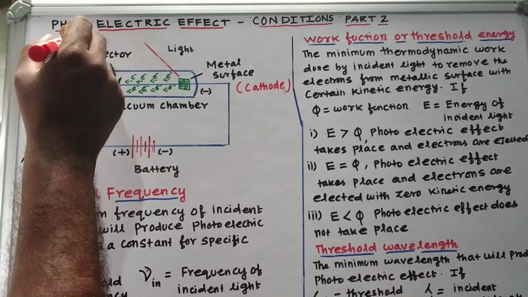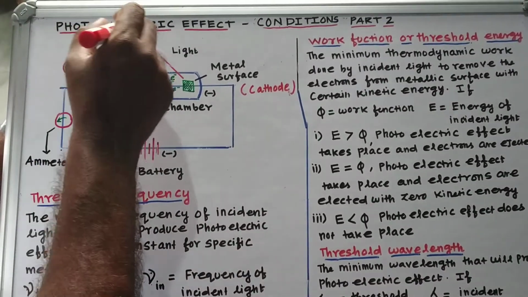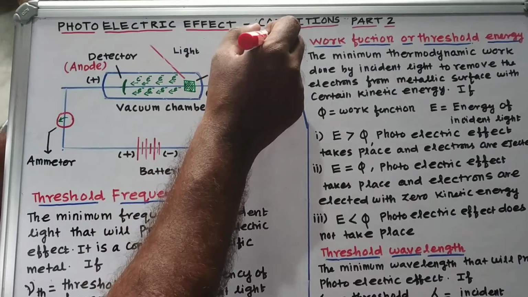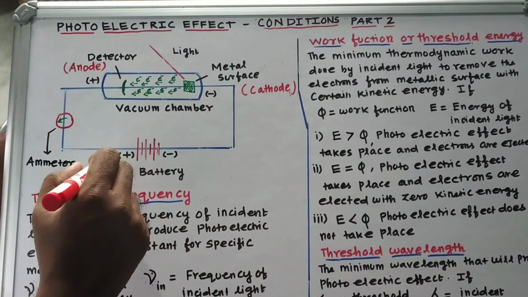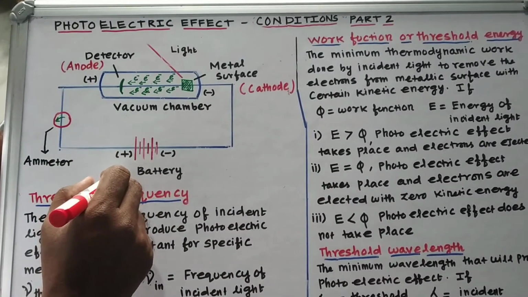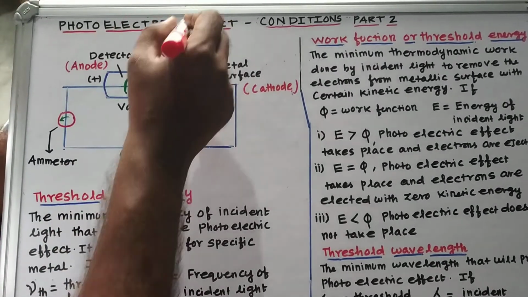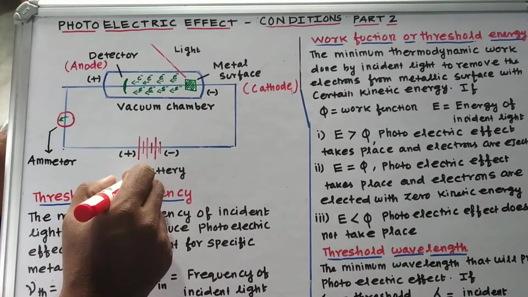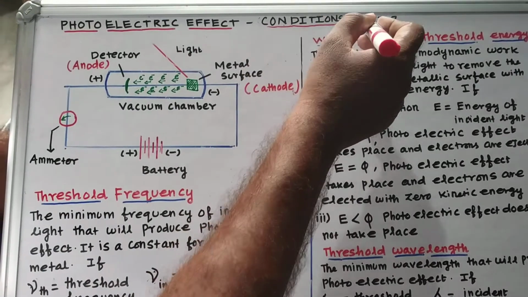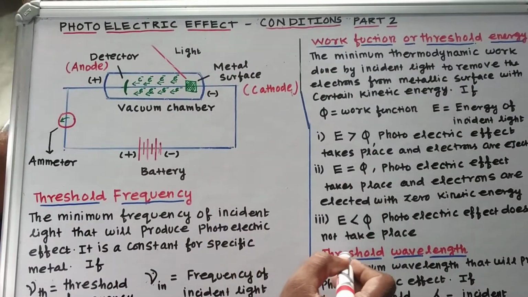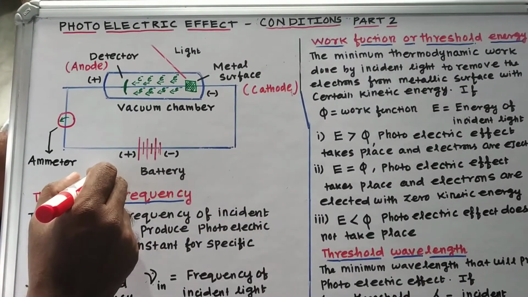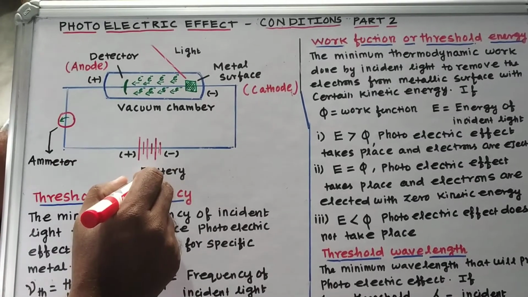Good morning, students. Today we are going to discuss photoelectric effect conditions, part 2. There are three factors that affect the photoelectric effect. First one is threshold frequency, second one is work function, third one is threshold wavelength. First of all, we are going to see threshold frequency.